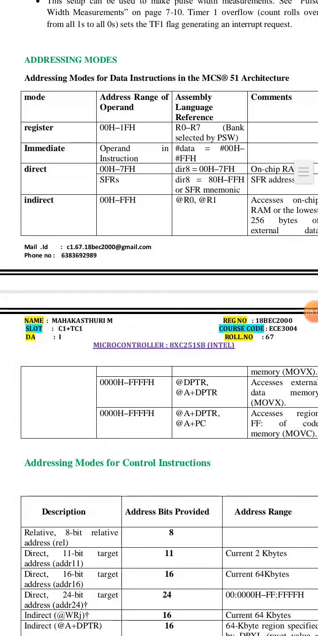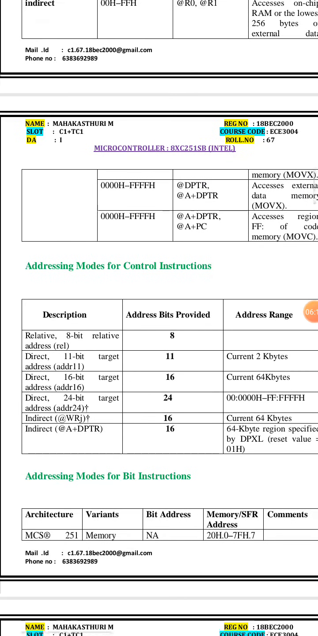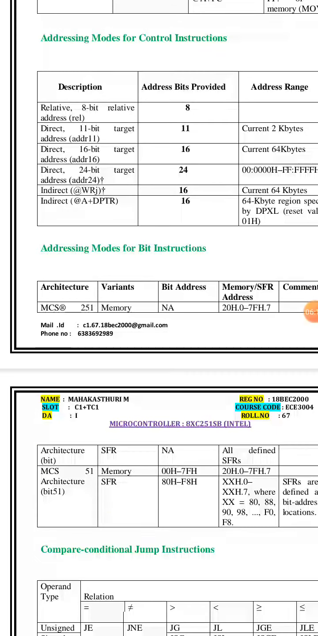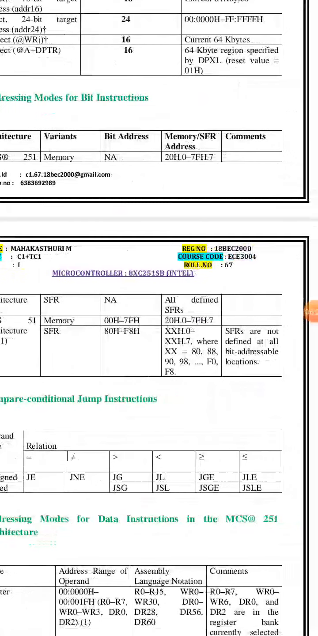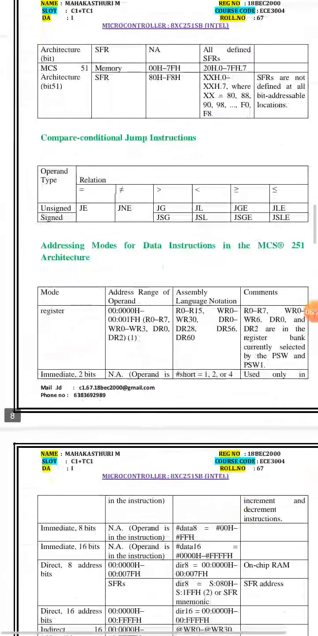Okay, the first 4 types are data instructions, and the other 5 are control instructions. Okay. And then addressing mode for bit instructions. Okay. And then you can see the diagram and the tabulation. You can clarify any doubts.